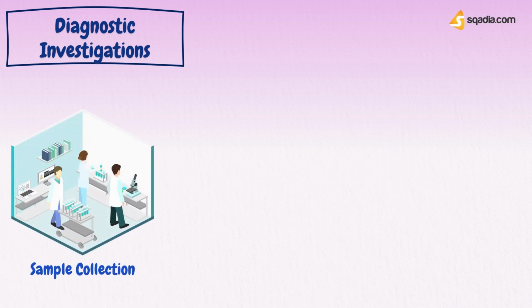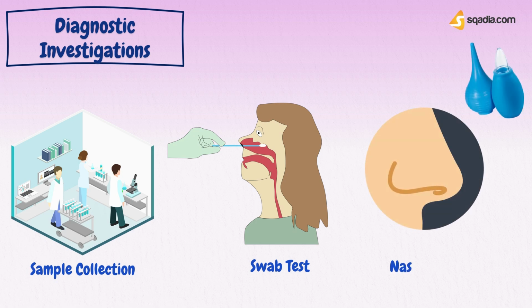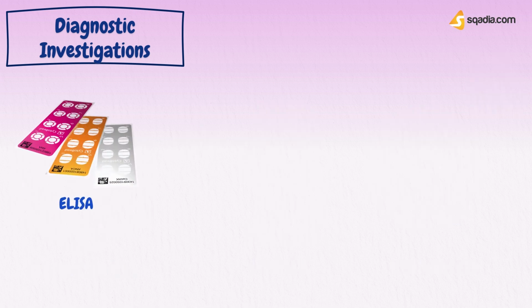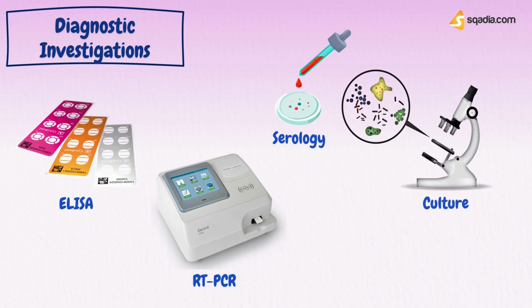To make a diagnosis, after you observe the clinical symptoms of influenza in a patient, a sample is collected from the infected patient for laboratory analysis. It can be taken by swab test. The sample is taken from the nose or throat. Nasal aspirate: the healthcare provider will inject a saline solution into your nose, then remove the sample with gentle suction. The sample is analyzed using an enzyme-linked immunosorbent assay, real-time polymerase chain reaction, serologic methods, and culture testing.